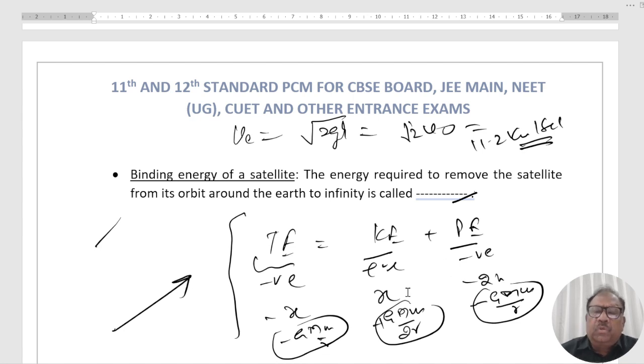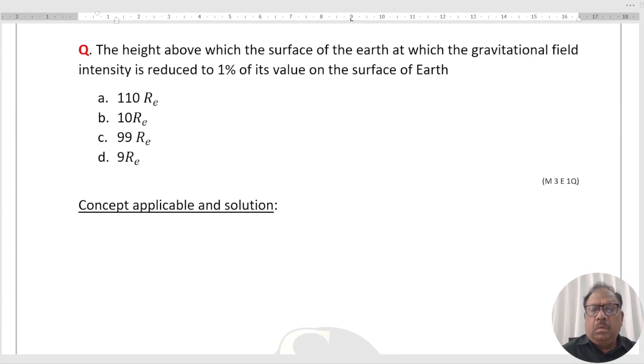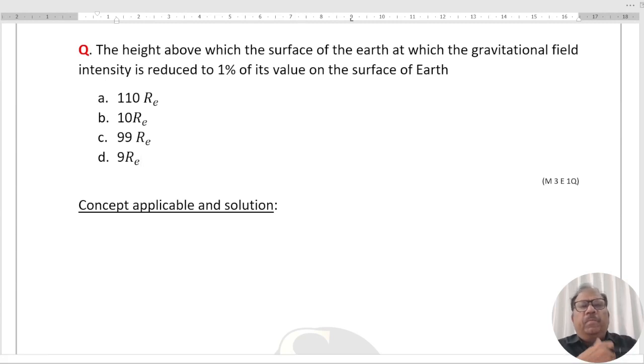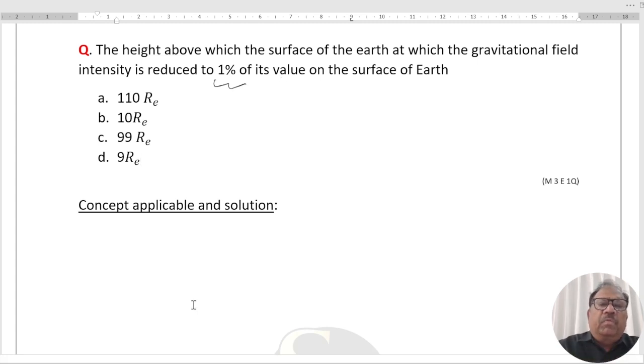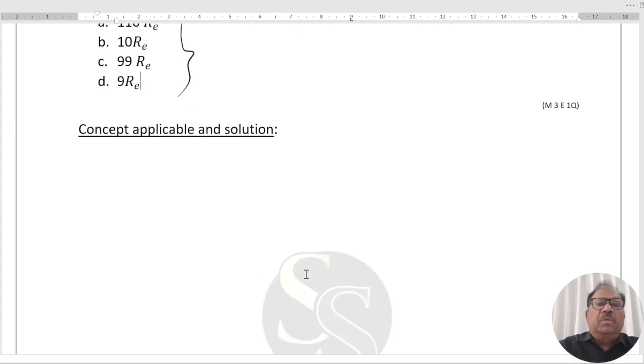Now let's start with the questions. The question is: at what height above the surface of the Earth is the gravitational field intensity reduced to 1% of its value on the surface of the Earth? 4 options are given to you, one of the options is correct. Concept, applicability and solution.